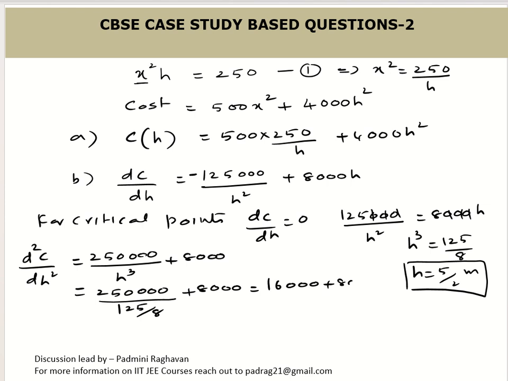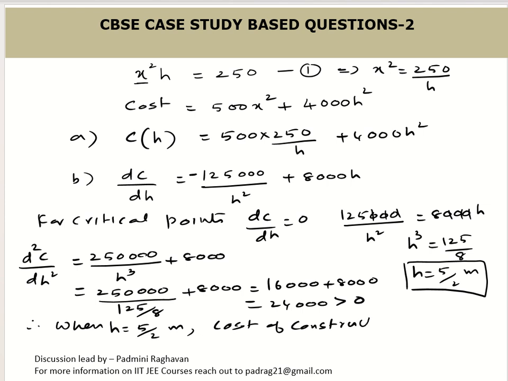16,000 plus 8,000, which is going to be 24,000. We know that the second derivative is positive. Therefore, our conclusion is when the depth is equal to 5 by 2 meters, the cost of making the pool, the cost of construction of the pool, is minimum.